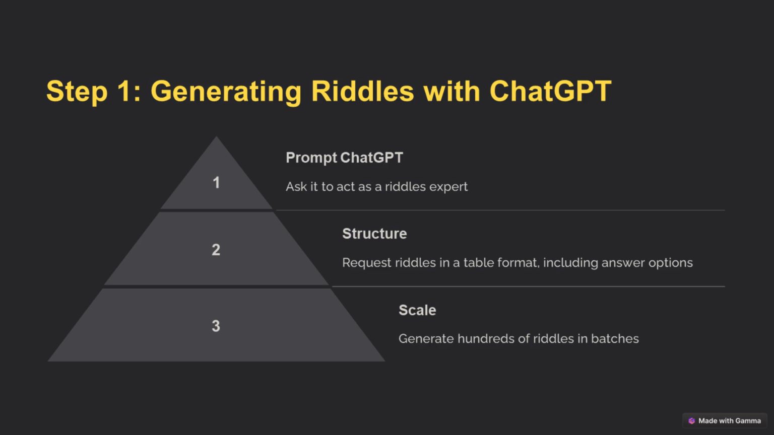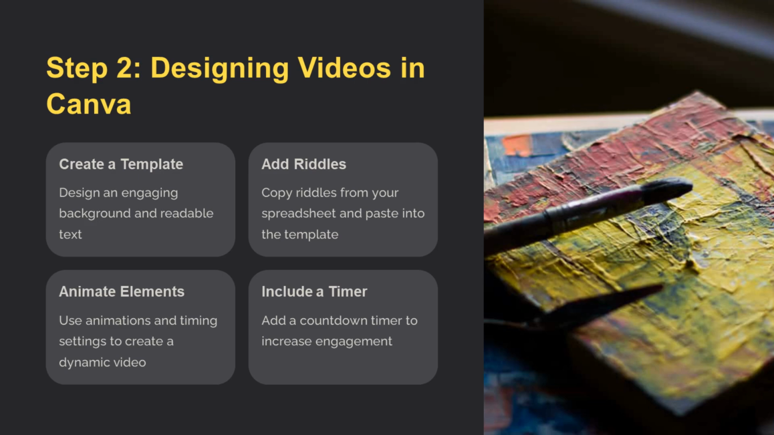Start by using ChatGPT to generate riddles. Prompt it as a riddles expert, structure the riddles in a table format, and scale by generating hundreds of riddles in batches. Next, design your videos in Canva.